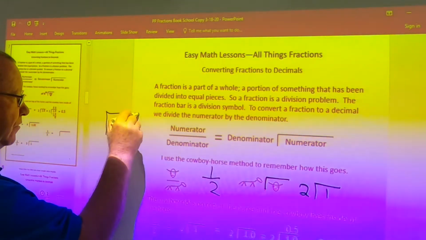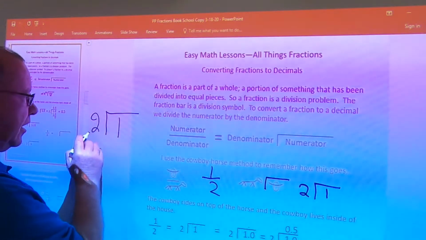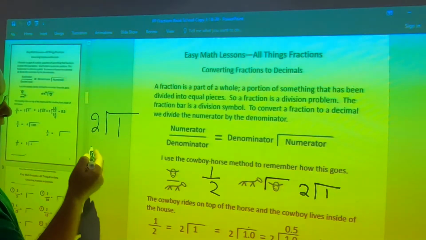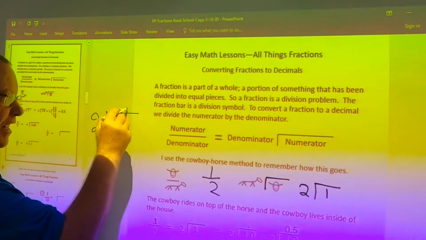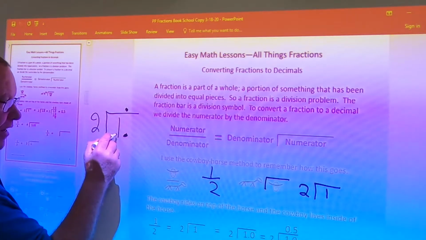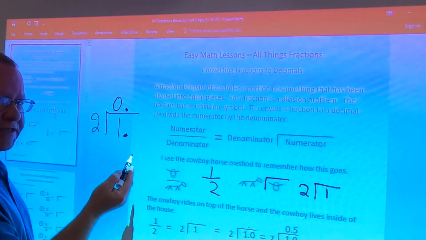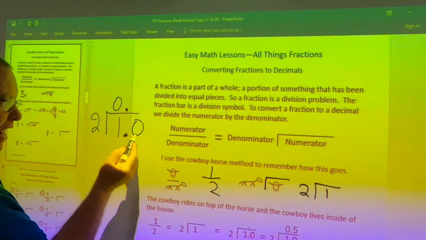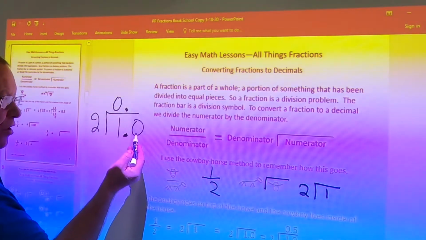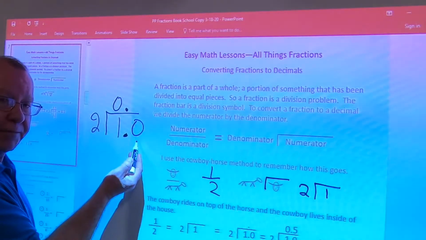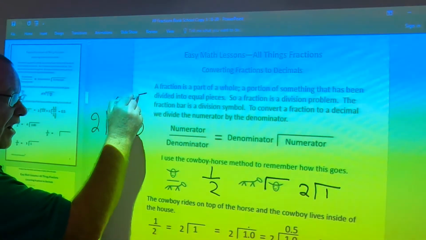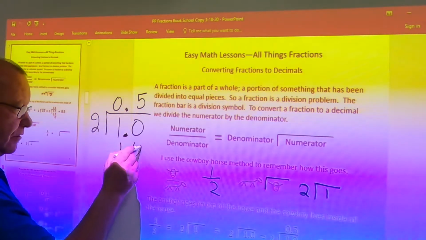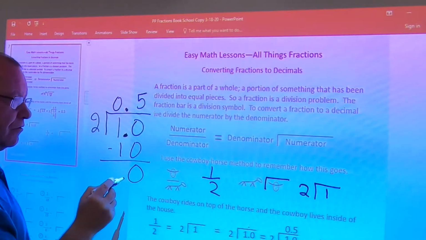So if I have 1 divided by 2, I cannot take 2 out of a group of 1. So what I need to do is put in a decimal, and 2 will divide into 1 0 times. I always put that 0 up there to hold the place. Then I would have to add a 0 over here, and now this is large enough. So 2 can be subtracted out of 10 5 times. So 5 times 2 is 10. Subtract, we would have 0.